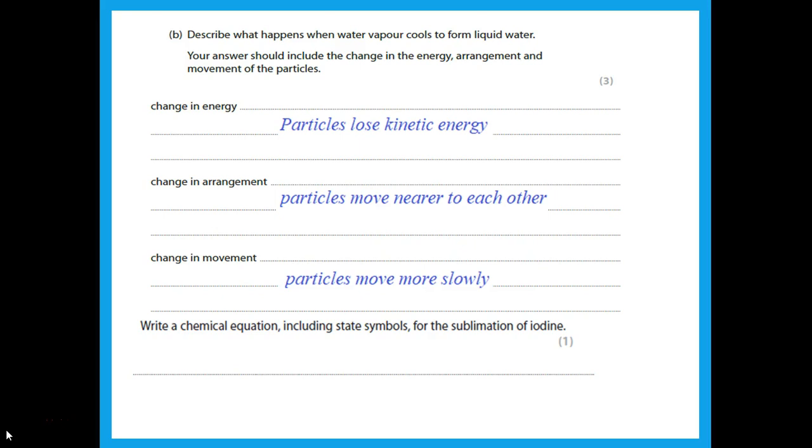Okay, write a chemical equation including state symbols for the sublimation of iodine. For now, let's just write this, and if you don't remember how to write chemical equations, we have a whole chapter dealing with that which we're going to explain. But for now, remember that iodine is written as I2. Now, sublimation means it is changing from what to what? From solid to gas. Solid is denoted by s and the gas by g. So iodine as a solid changes to iodine as a gas, and this is written in this way.